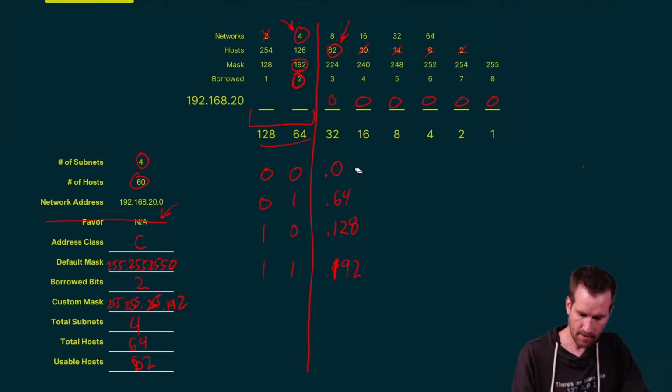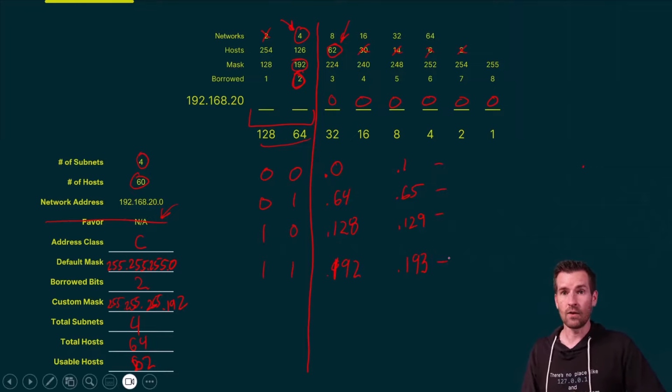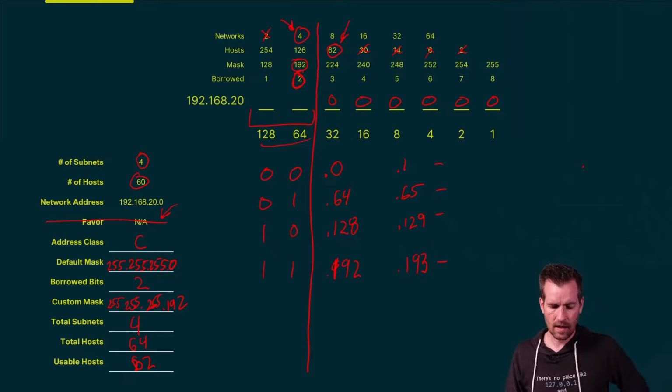Let me space it out a little more here. So we've got a .1. We've got a .65. We've got a .129 and a .193. So that's the first usable host in the range. And we are going to figure out the whole range here.